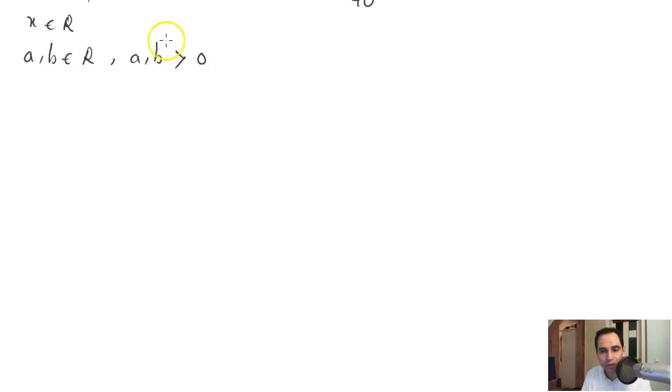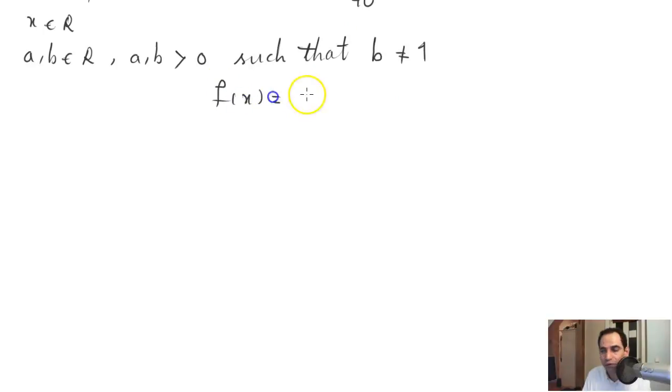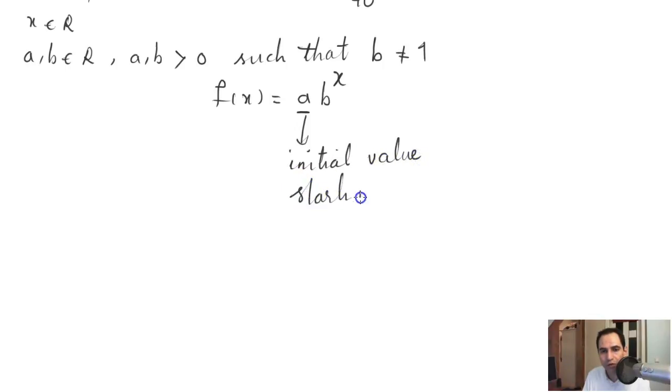And of course you know that b is not supposed to be equal to 1, that you already know, such that b is not equal to 1. An exponential growth function has the form f of x is equal to a times b raised to the power x, where a is the initial or starting value of the function. So this is called the initial value of the function, or starting value of the function.